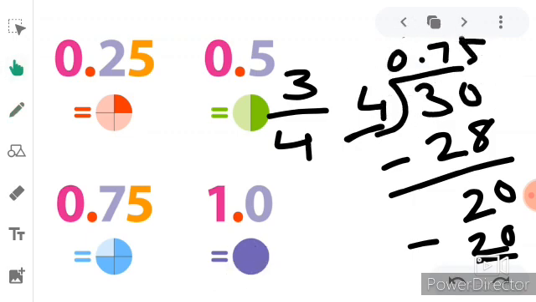And you know whole means complete, whole means 1. So we can write 1 before the decimal point.